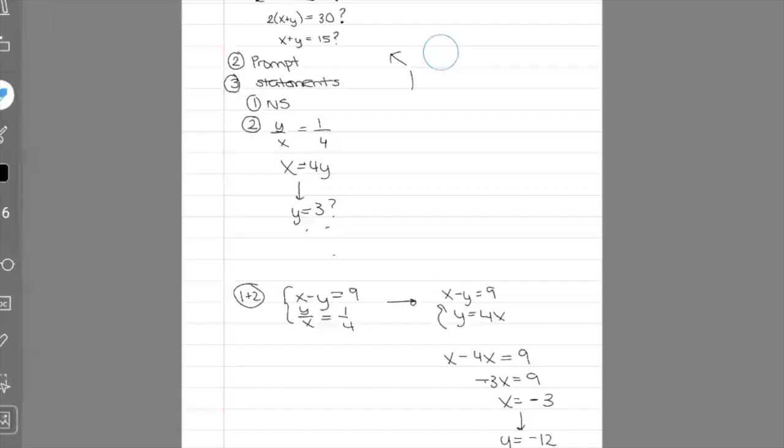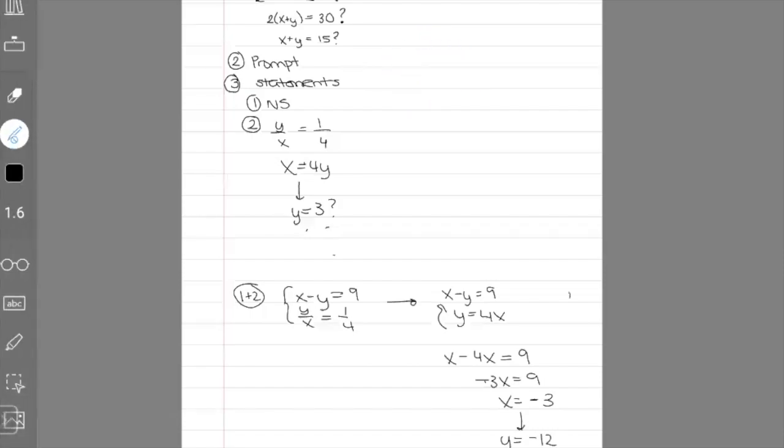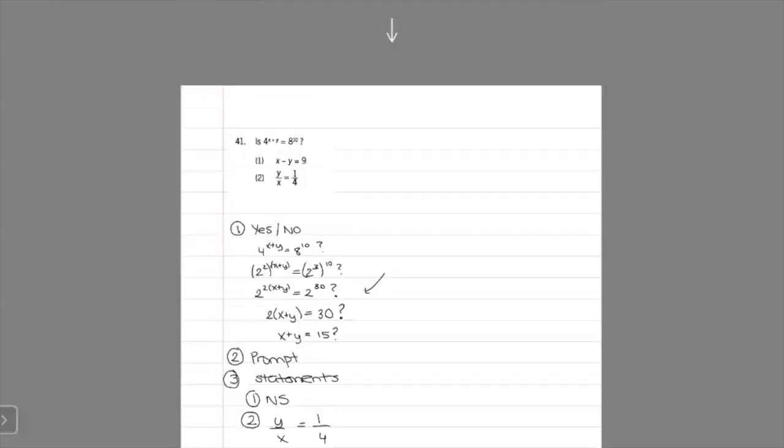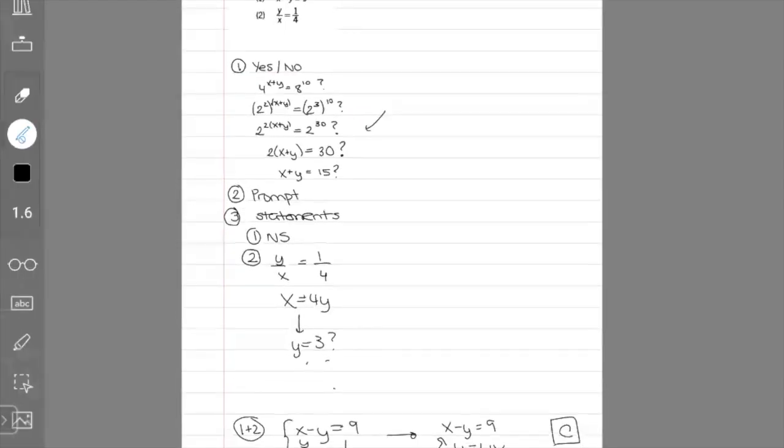But regardless, it's still sufficient. So it's still going to be answer choice C. So this is kind of a lower level type of question where you should be able to immediately say really that even without doing anything out, individually they won't be sufficient, but together they will be.